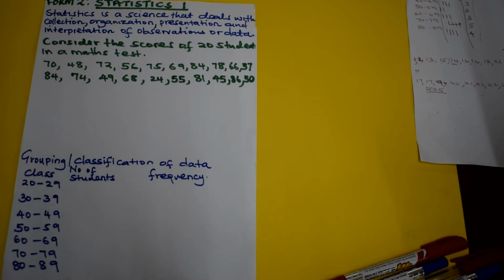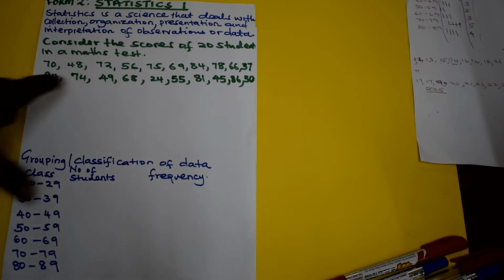So welcome to this lesson. We are going to deal with the topic of Form 2, Statistics 1. And to our definition, we define statistics as a science that deals with collection, organization, presentation, and interpretation of observations or data. So we are going to consider scores of 20 students in a maths test.